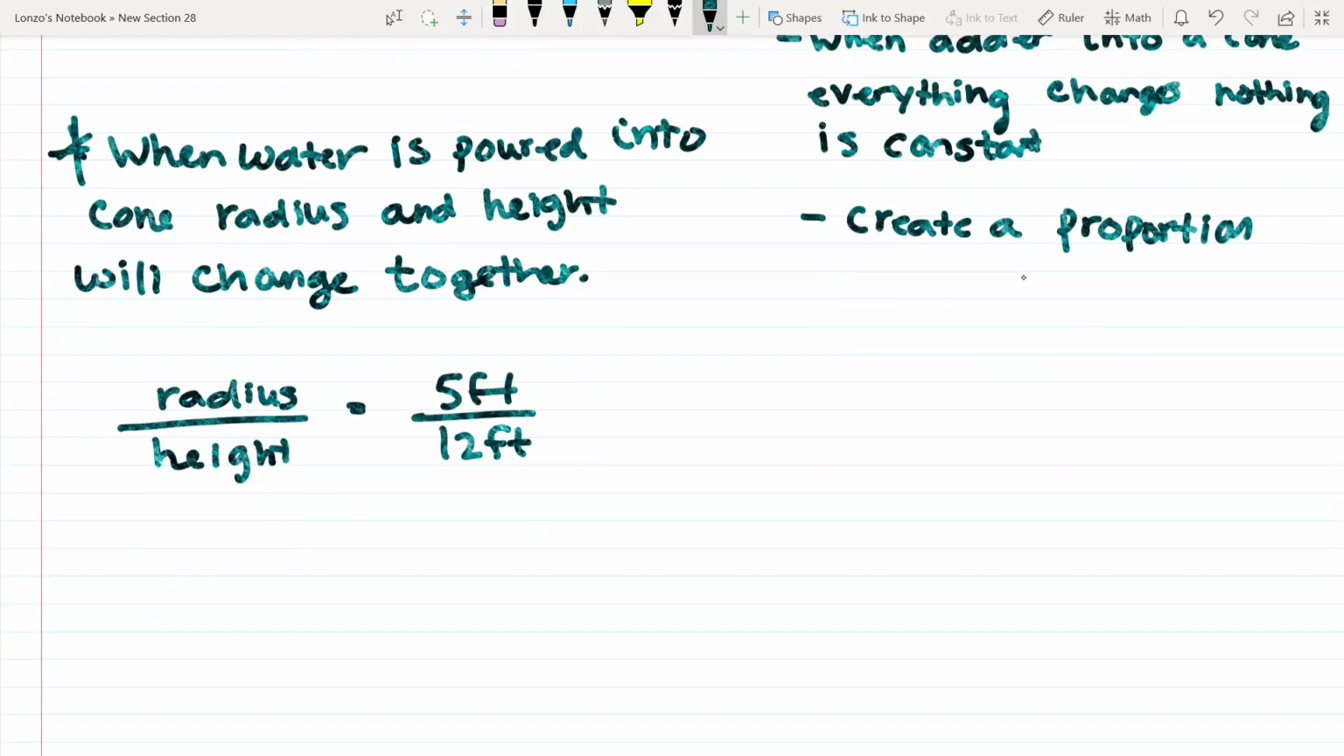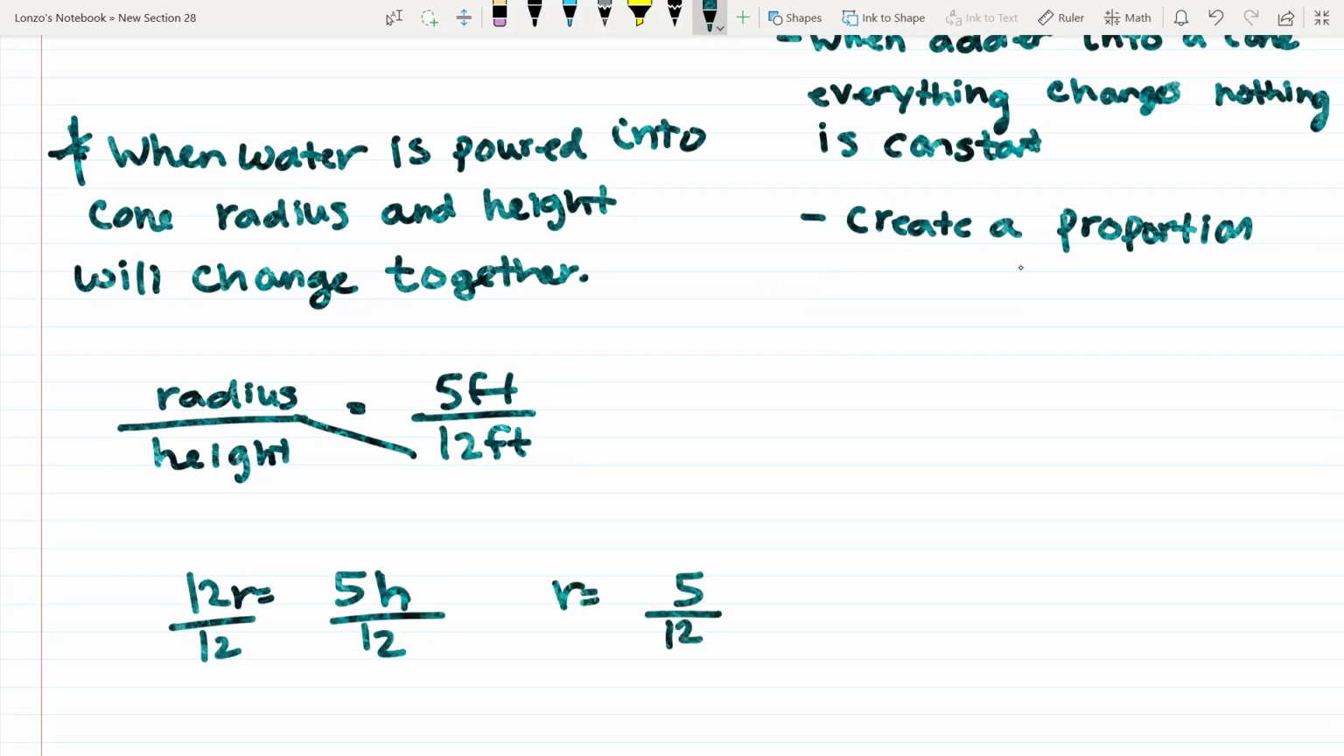What do you think, which variable must go away? I think the radius must go away. So if you cross multiply, this would be 12r equals 5h, right? 12 times r equals 5 times h. And if we solve for r, we divide both sides by 12. So my radius is 5 over 12 times h.